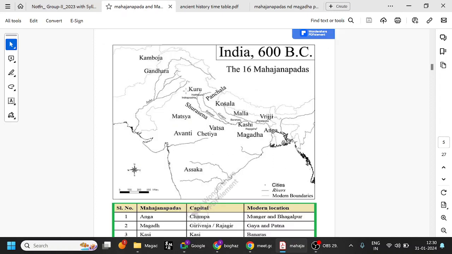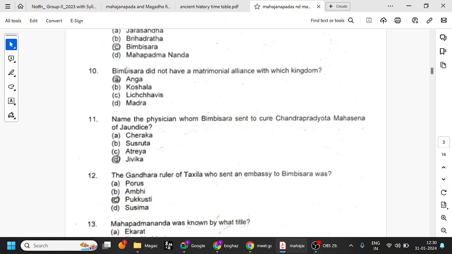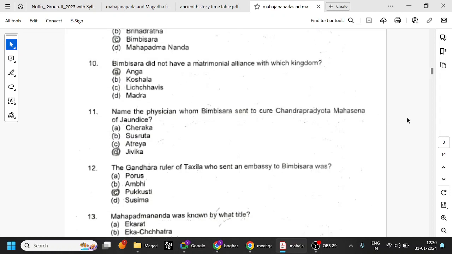Okay, so Madra will be somewhere here, and Koshala is here, in Nepal and Uttar Pradesh region. So with Anga he did not have, but with others he had matrimonial relationships. And Bimbisara's son Ajatasattu was very ambitious, and he fought against his maternal Koshala, Lichavi, etc.